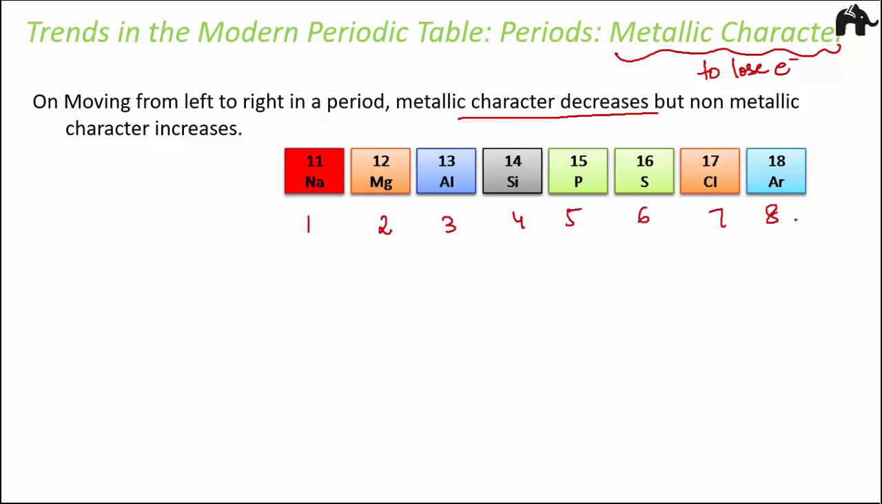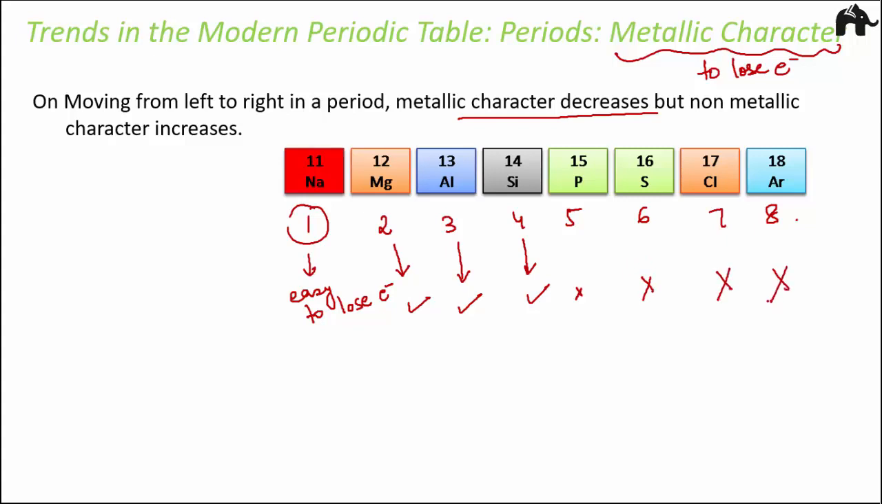Right? Now here for sodium, it has 1 electron. Very easy to lose electron. So the tendency to lose electron is very high, right? So it has high metallic character. For magnesium also, it is okay to lose electron. Aluminium, okay to lose 3 electrons. Silicon also okay to lose electron, but phosphorus is not okay to lose electron. Sulfur is all the more not ready to lose electron. Chlorine all the more not ready, and argon is definitely not going to lose any electron.